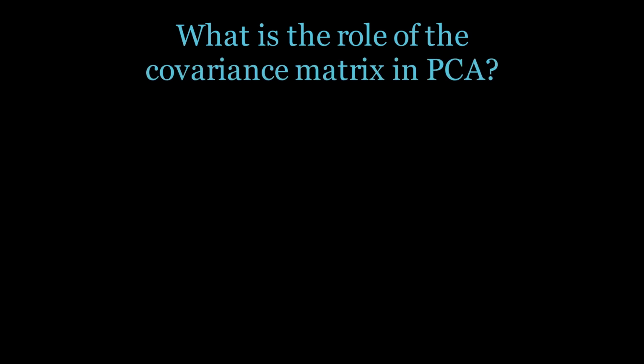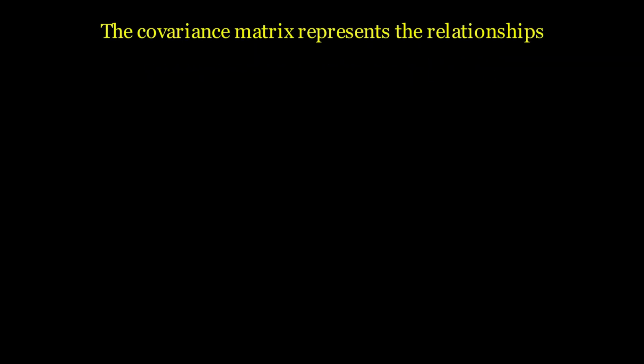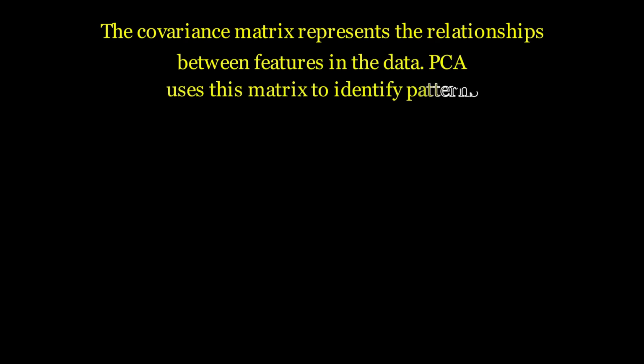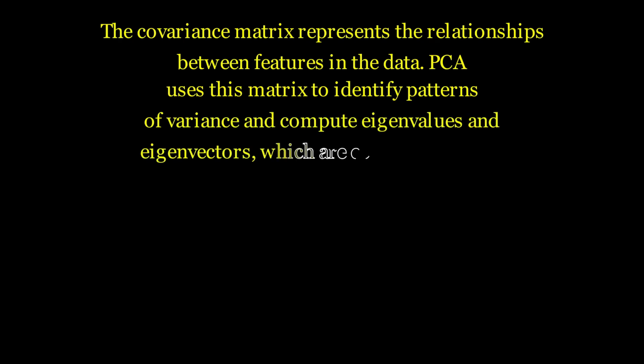What is the role of the covariance matrix in PCA? The covariance matrix represents the relationships between features in the data. PCA uses this matrix to identify patterns of variance and compute eigenvalues and eigenvectors, which are central to finding the principal components.